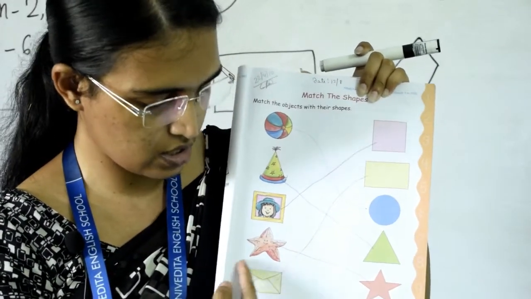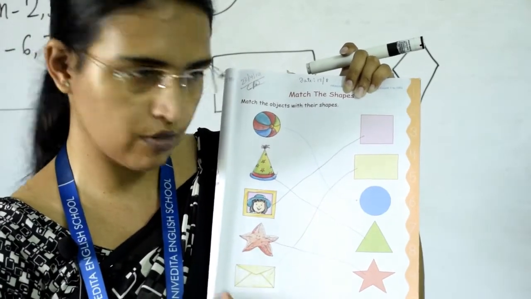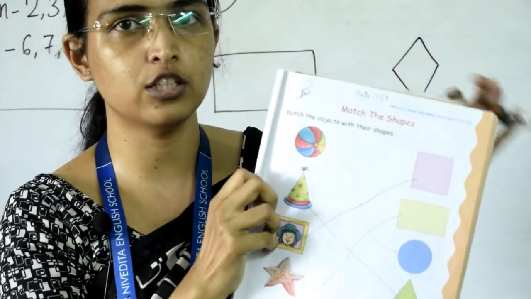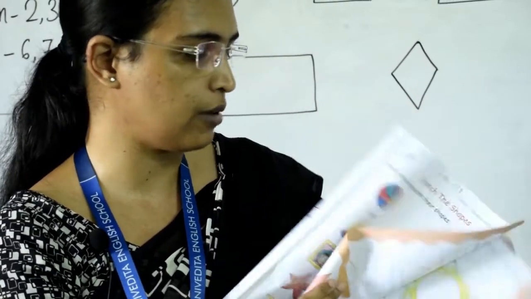Then what is this? This is an envelope. So the shape of an envelope is rectangle. So draw a line from here to here. So in this way you have to do this page. This page is also your homework. Now come to the next page.